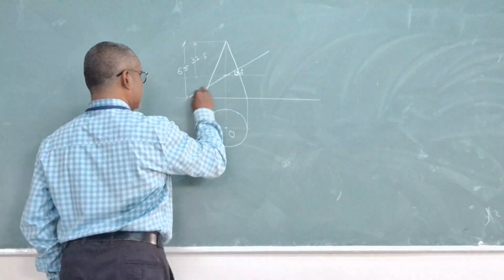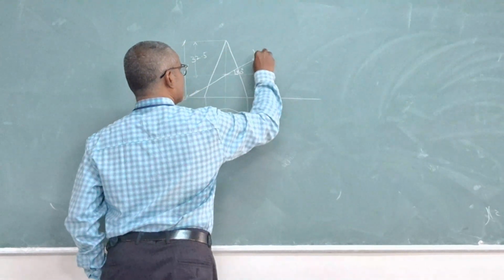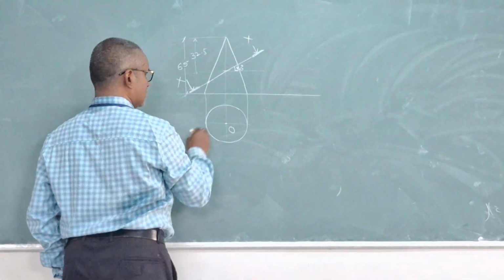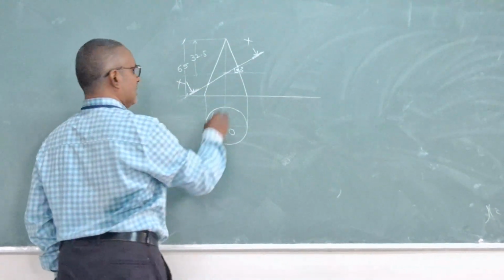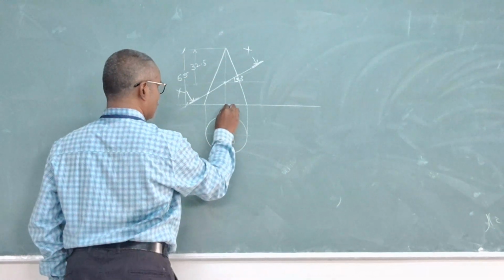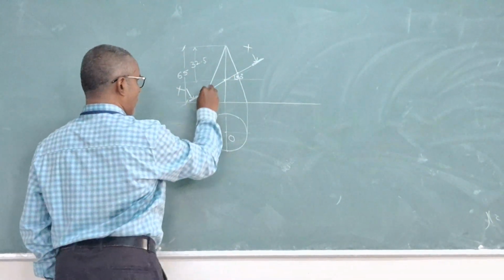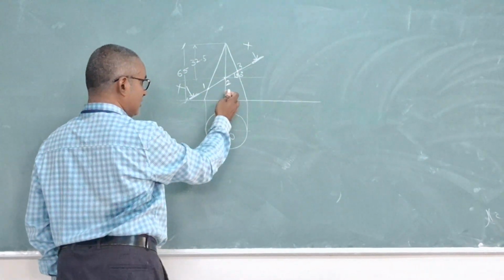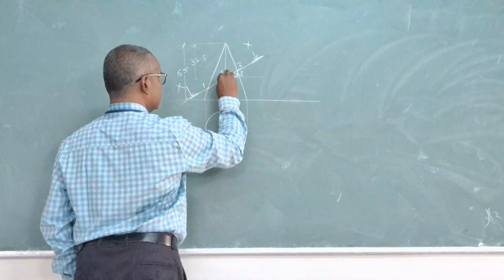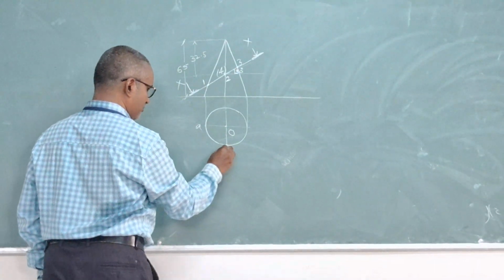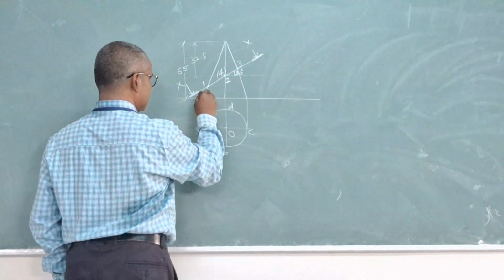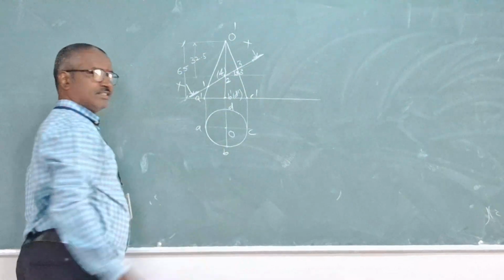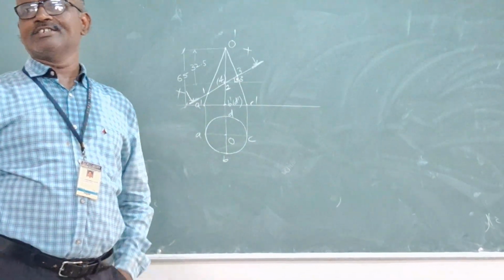So the sectioning is already there, this is the sectioning line XX, and this is one generator. One generator, two generators. If you want, you can take this as another generator. Sectioning points 1, 2, 3, and for here one more generator, 4. So this is A, B, C, D. This is A dash, C dash, B dash, and this one is O dash. Now you need to develop this truncated cone.